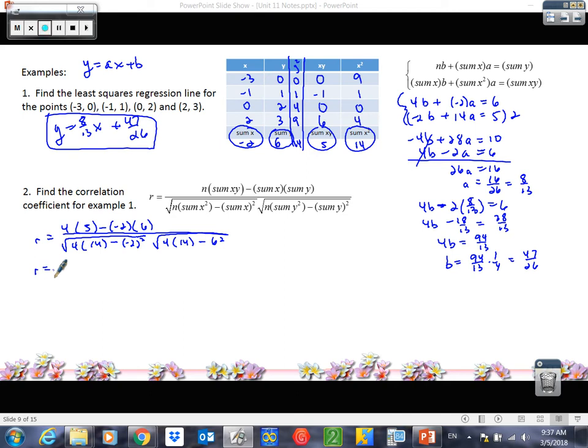Now in the numerator, I'm just going to go ahead and multiply all that out. So 4 times 5, and then minus the -2 times 6. That's just going to give us 32. And the first radical, after I multiply and combine like terms and such, I get a 52. And the second radical, after I multiply, combine like terms, I get 20.